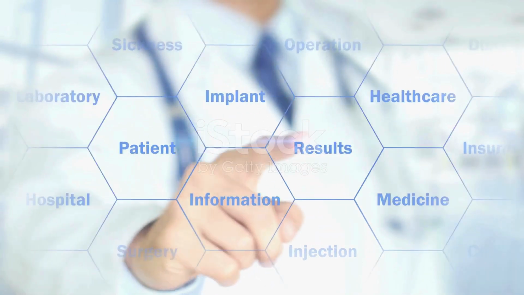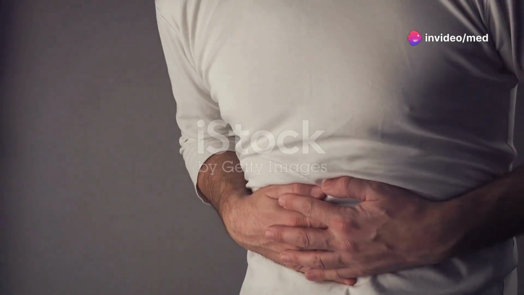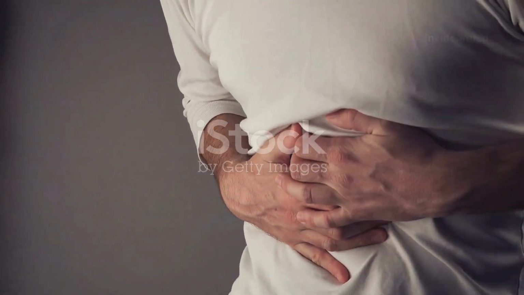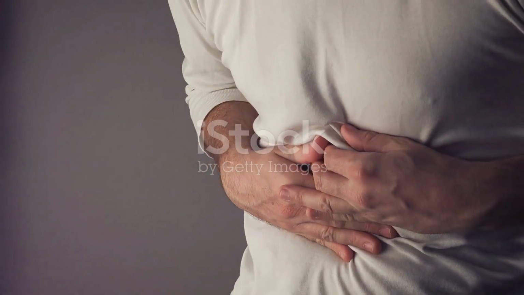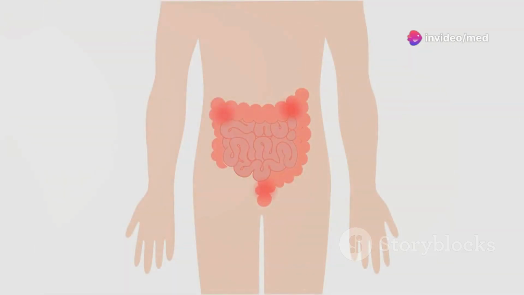Section 5. Clinical Presentation. Recognizing the symptoms of appendicitis. The classic presentation of appendicitis is characterized by a specific pattern of symptoms. It typically begins with vague periumbilical pain that migrates to the right lower quadrant of the abdomen over several hours. This pain is often described as sharp, constant, and worsened by movement or coughing.